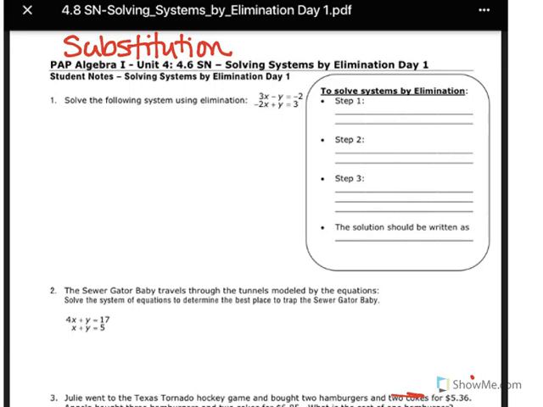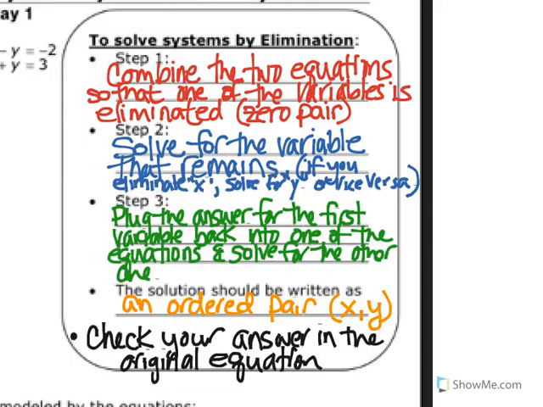And so the first thing we're going to do is this call out box right here. Let's put some notes on what the steps are, and then I'm going to go through it with you so you can see how it works. Okay, so here are your steps. Step 1, combine the two equations so that one of the variables is eliminated.